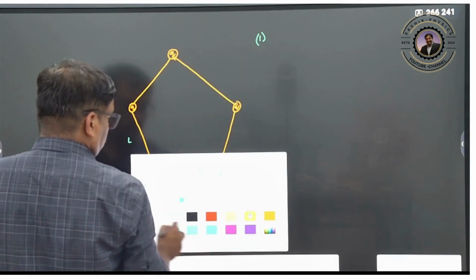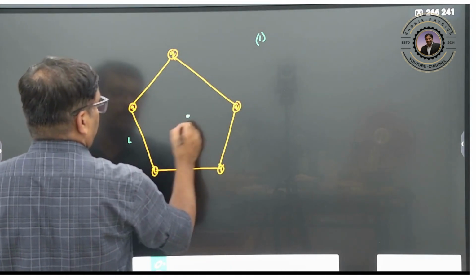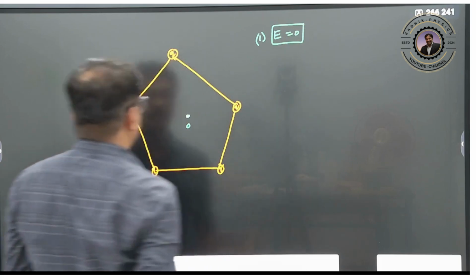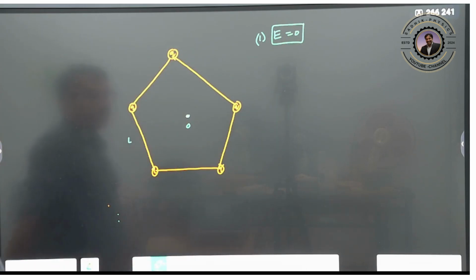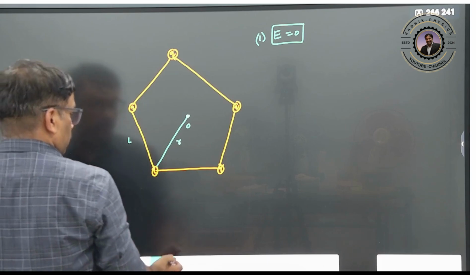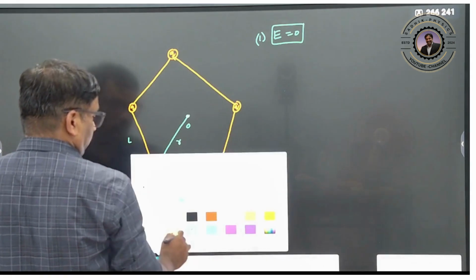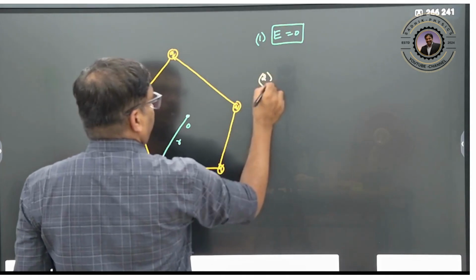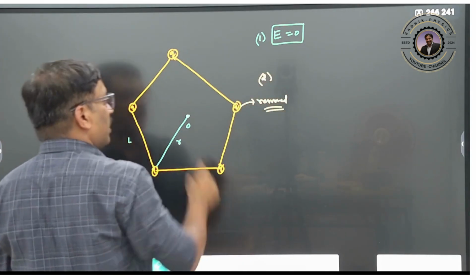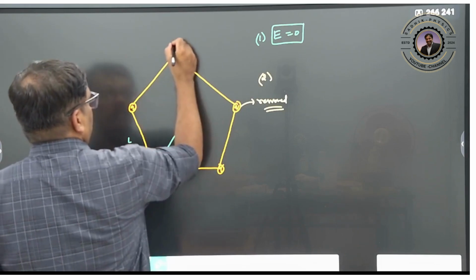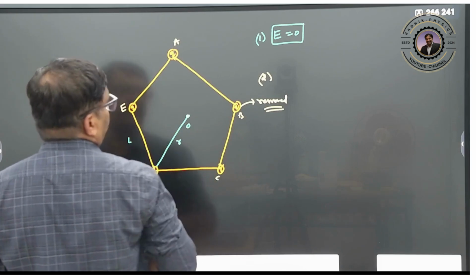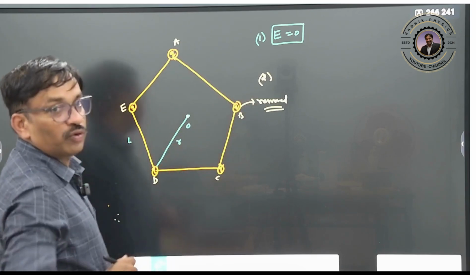So at the geometrical center, the electric field will be equal to 0, at a distance r from each charge. Now the next, very important, second question: if one charge is removed, what will be the electric field at this point? Let us write it down, with the vertices A, B, C, D, E and center O. What will the electric field be if a charge is removed?